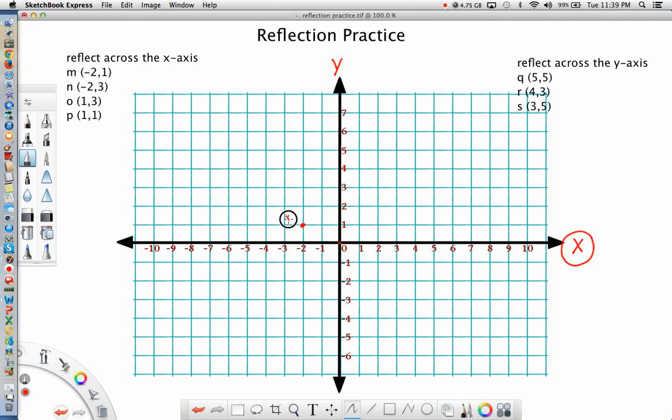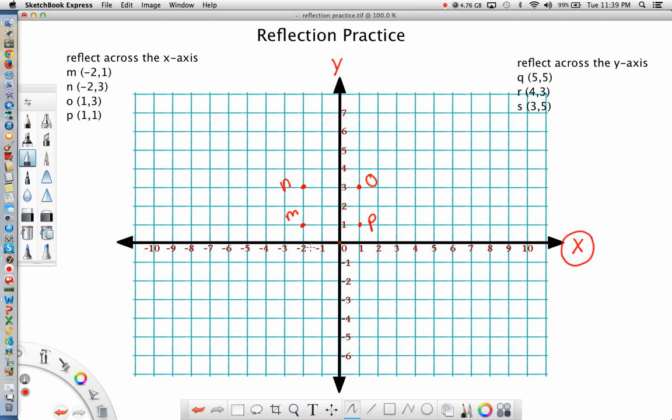Right there's point M. Point N is to the left as well, -2, but it's up 3, so we go all the way up here, and 3 is our y value. There's point N. Then we have O, which is 1 to the right this time, and 3 up, which would be right there. That's O. And then we have point P, which is 1 to the right and 1 up.